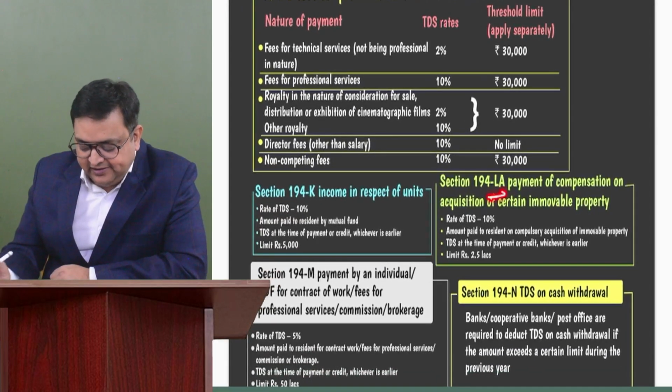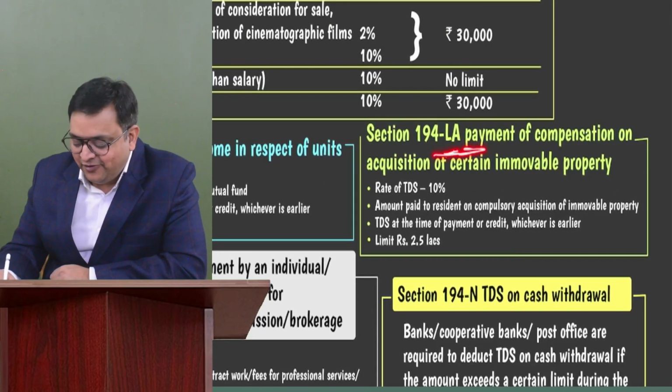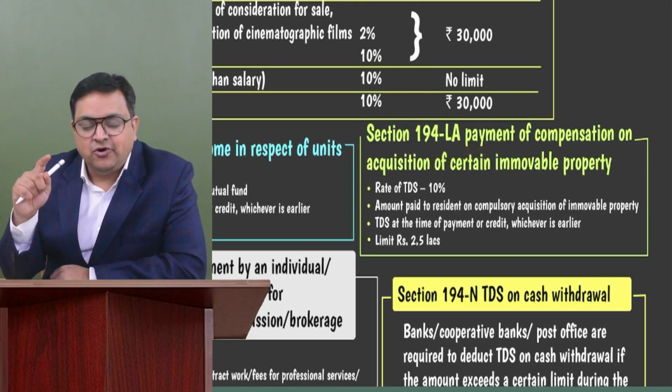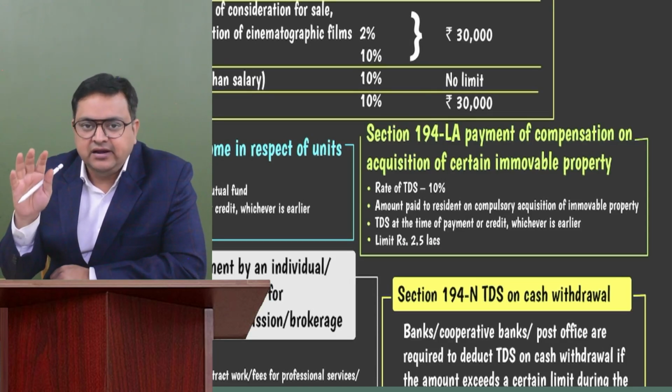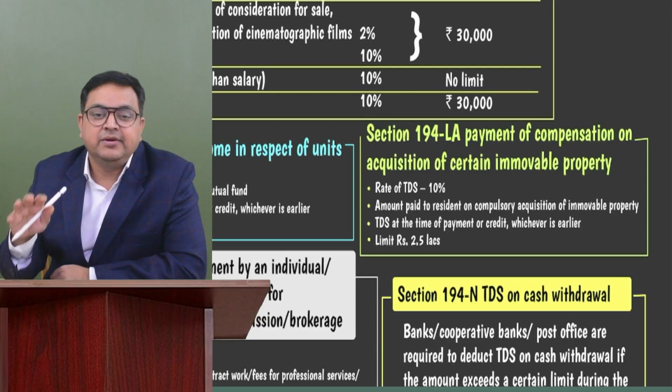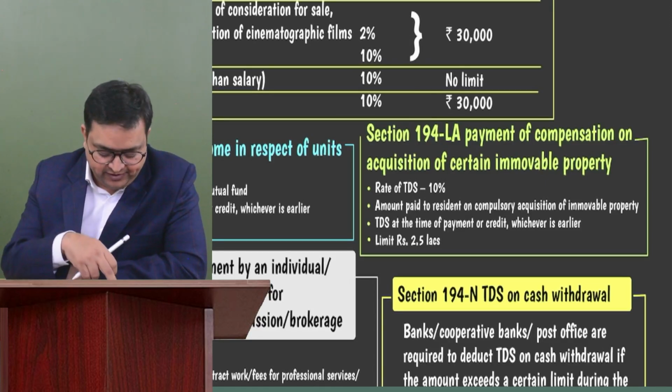194LA. It's a very, very small section, but I don't know why most of the time the examiner keeps on asking on 194LA. It is on compulsory acquisition. So if you are compulsorily acquiring any land or building other than agricultural land, then 194LA would be applicable. Rate of TDS would be 10% and the threshold limit is 2.5 lakh. Got it?